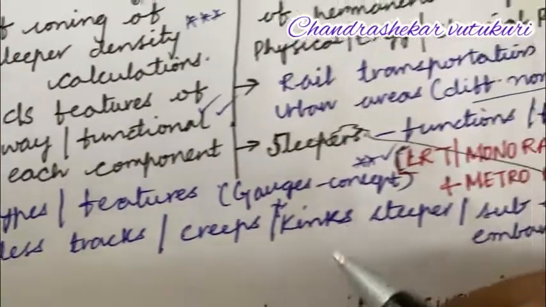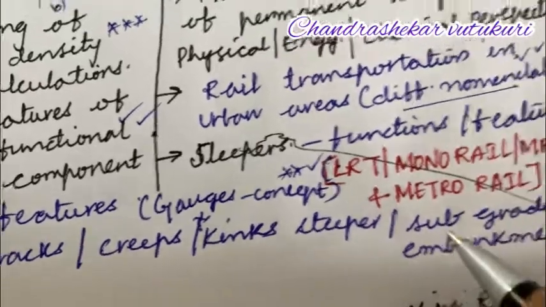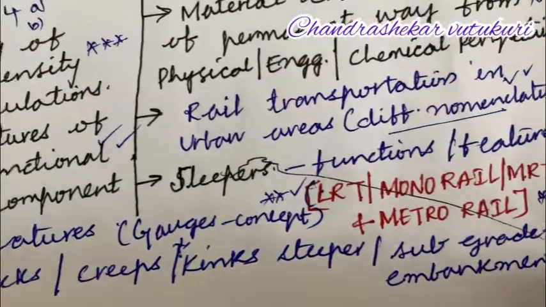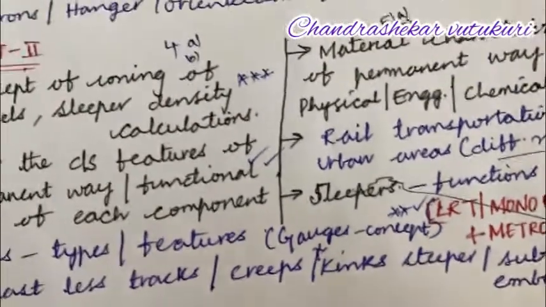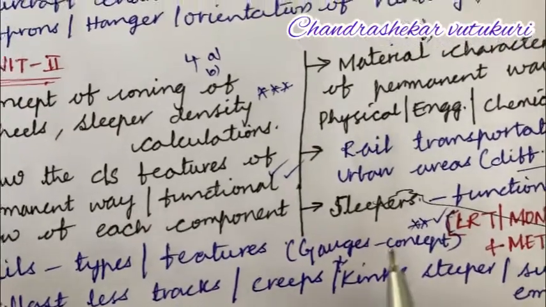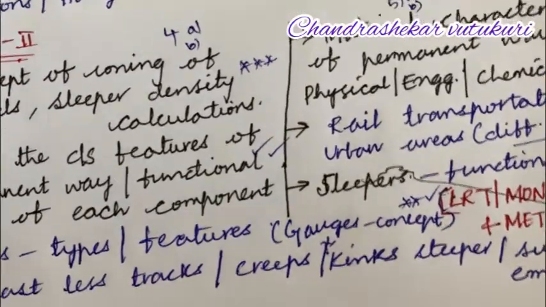Ballastless tracks, creep, kinks, kinking, steeper gradients, and the subgrade and embankment are said to be the short questions. You are not supposed to skip any part of the questions here, because the question paper pattern is too lengthy in its structure.